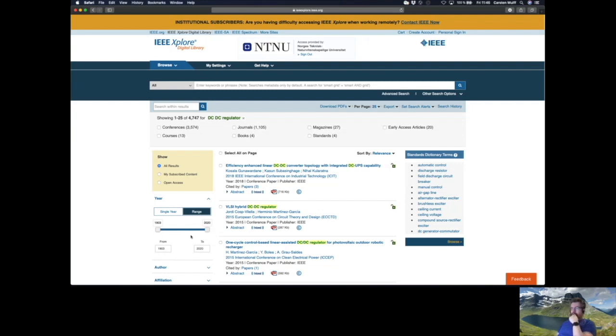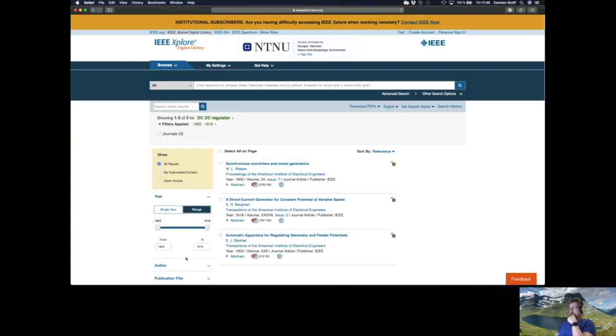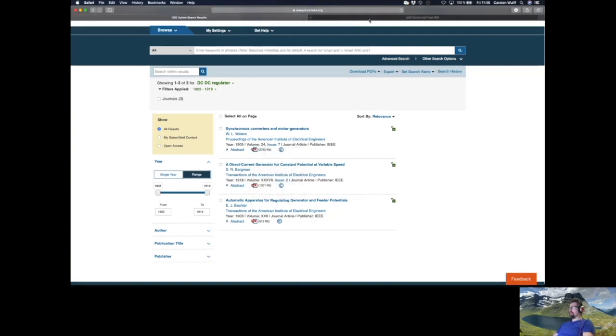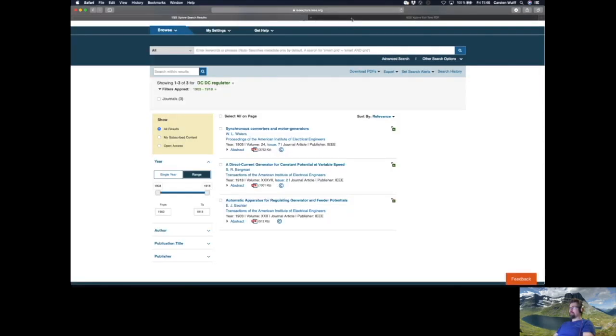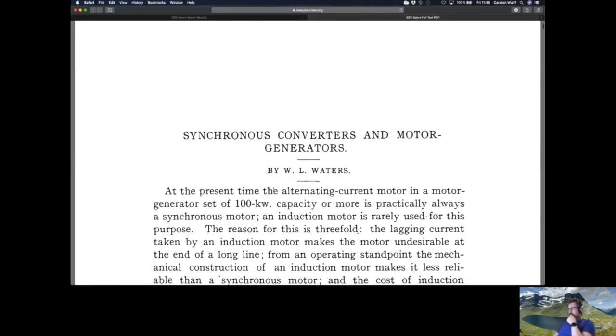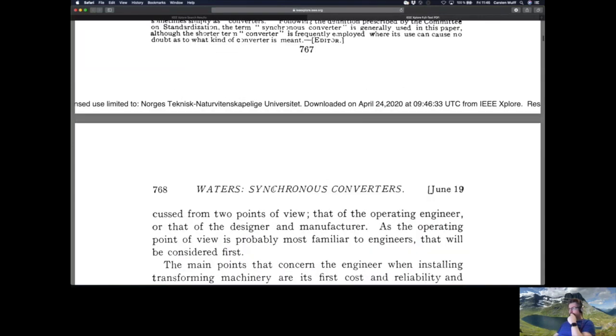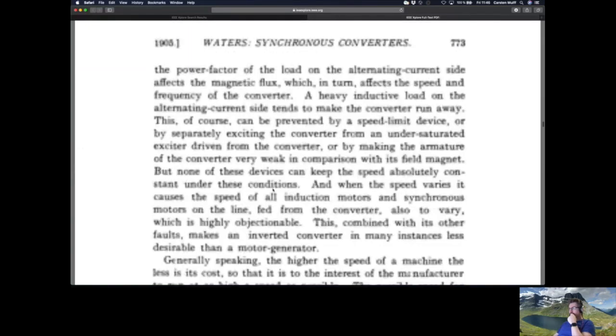Right, so I can go back to the earliest paper. That's usually quite fun. So if I go back to 1903, 1905, synchronous converters and motor generators, direct current generator for constant potential and variable speed. That's quite interesting. It's sort of really old stuff. Actually, I want to have a look at that. Let's see what that is. Synchronous converters and motor generators. There's the pictures.